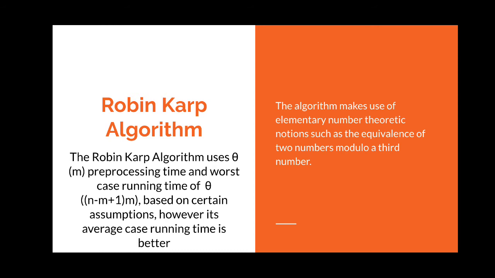hence researchers have worked to produce much more efficient algorithms. One such efficient algorithm is the Rabin-Karp algorithm. This algorithm makes use of elementary number theoretic notions such as equivalence of two numbers modulo a third number. Basically, this algorithm uses theta of m preprocessing time, and in the worst case running time of theta of n minus m plus 1 into m, which is similar to the naive string matcher, but on certain assumptions the average case running time can be brought down from this value, which will be much better.